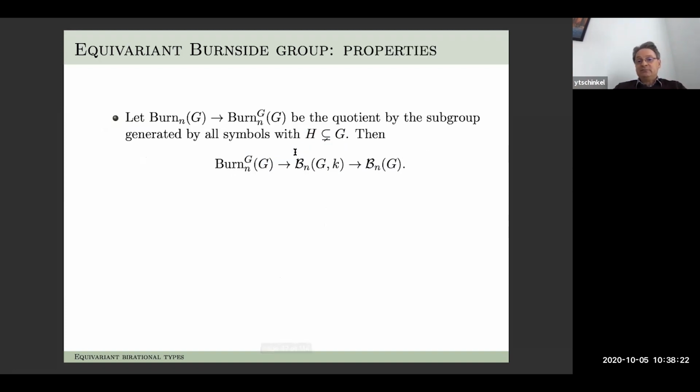And now, of course, you want to connect those. If you look at the Burnside group, then you can take a quotient by the subgroup generated by all symbols where H is a proper subgroup of G. In other words, where the stabilizer of the stratum is not the full group G. So then that quotient, Burn N G of G, surjects onto B N G K, and that surjects onto B N G. So this new thing that we introduced is a refinement of the previous ones.